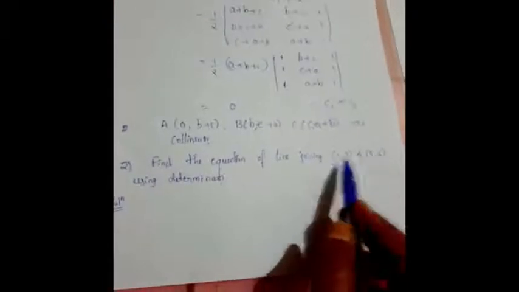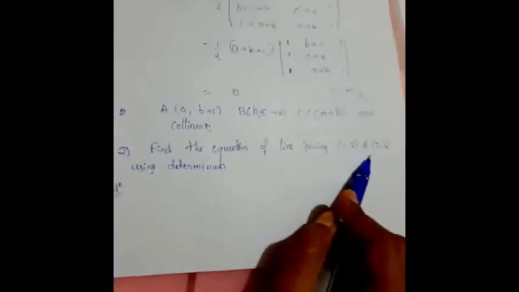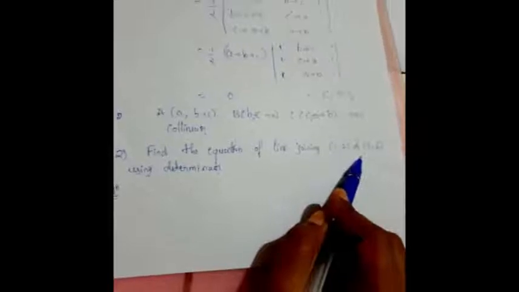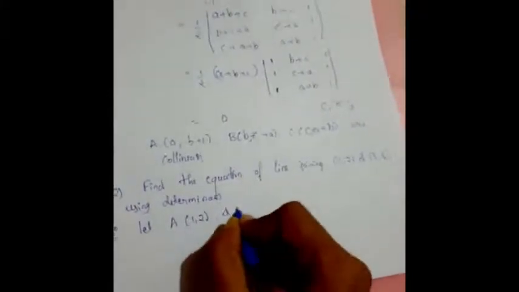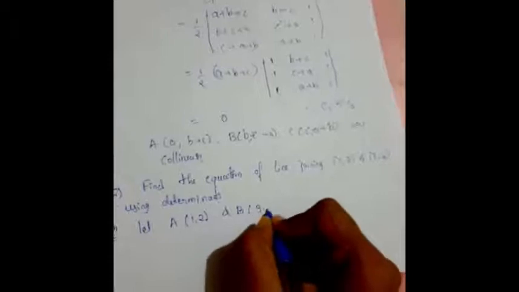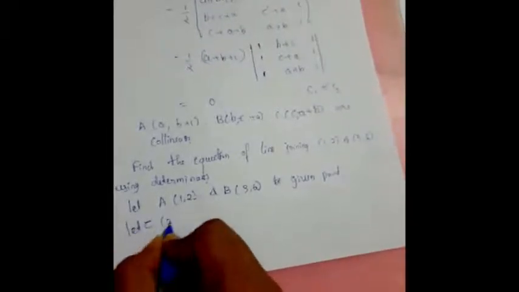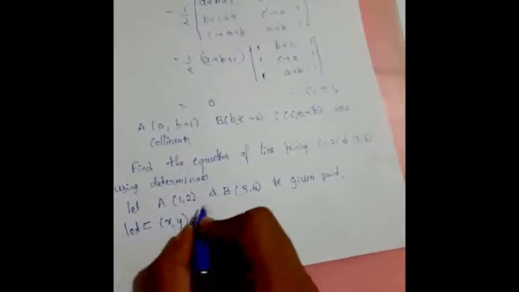If you show that these 3 points are collinear, because see here, first I will write the given things. Let A (1, 2) and B (3, 6) be the given points. These are the given points, capital A and capital B. But we have to take one general point, that is C, and let its coordinates be (x, y).